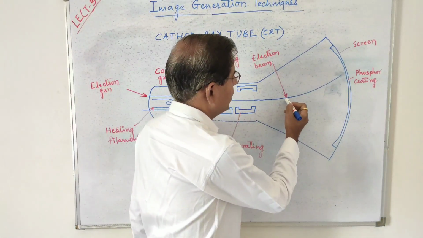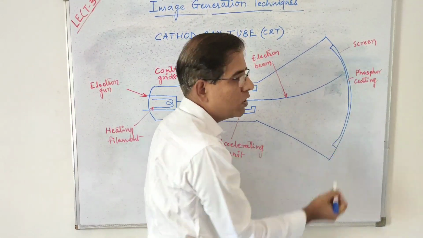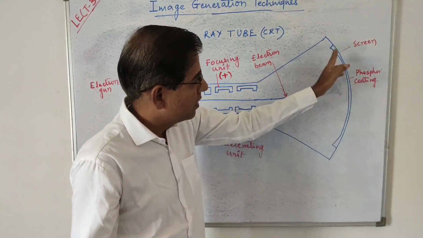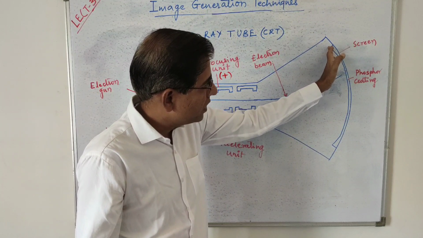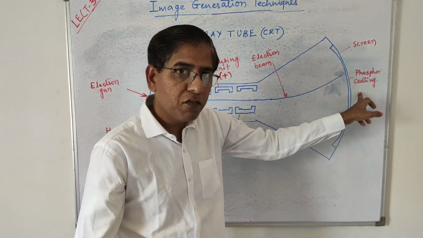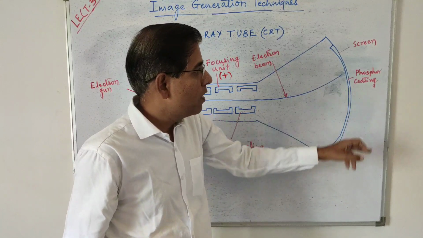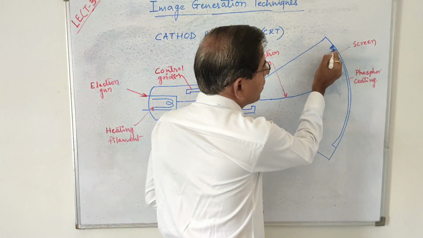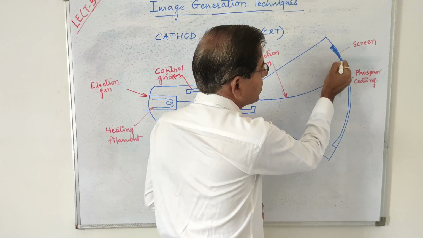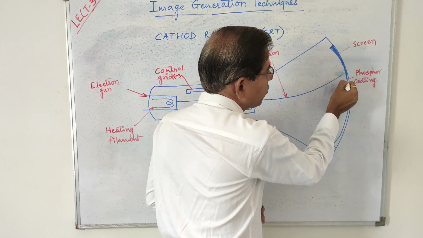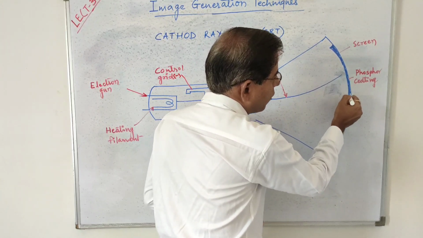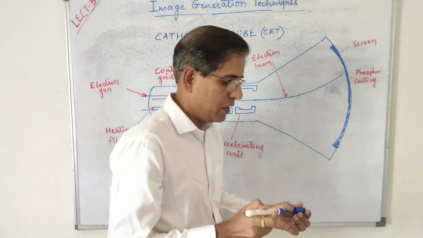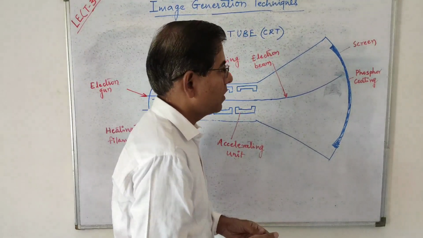Now this electron beam strikes the inside portion of the screen. This is a screen, and here you can see that this screen is coated with a phosphor coating from inside. Now why is this phosphor coating provided? This is a complete phosphor coating which is provided from inside the screen. Now what is the property of a phosphor?